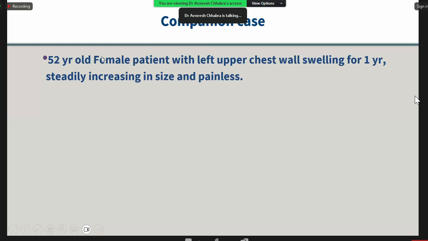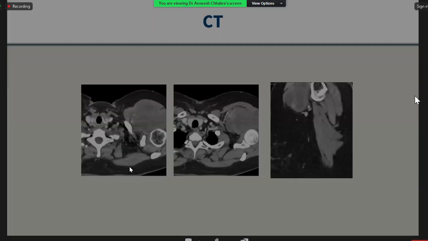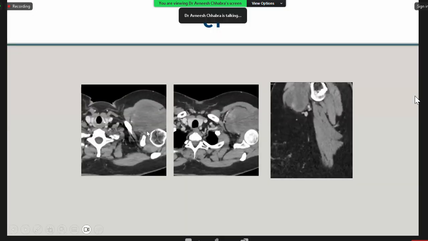Here's a companion case, a 52-year-old. She came with left upper chest wall swelling for 1 year and it's steadily increasing in size. It's painless, so it's asymptomatic, but an increasing size mass. So that's the mass, it looks heterogeneous, cystic. This is the mass, what it looks like. It's got some calcification here. And again, maybe some hemorrhage.